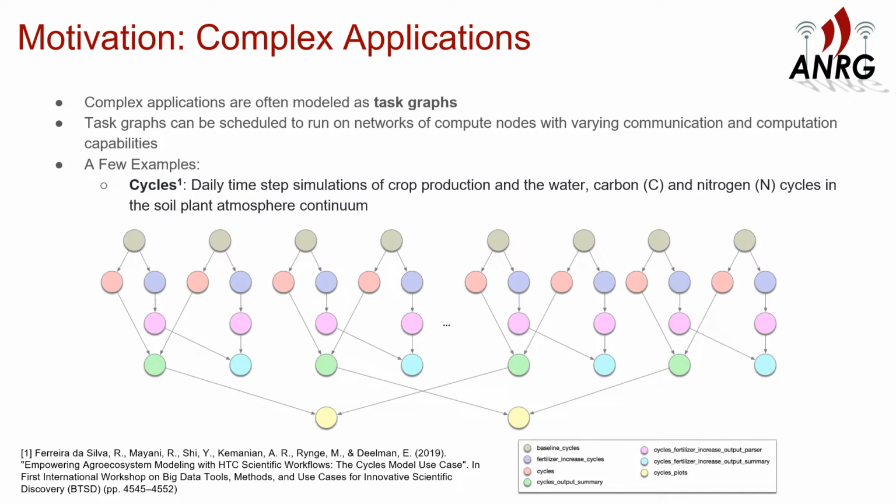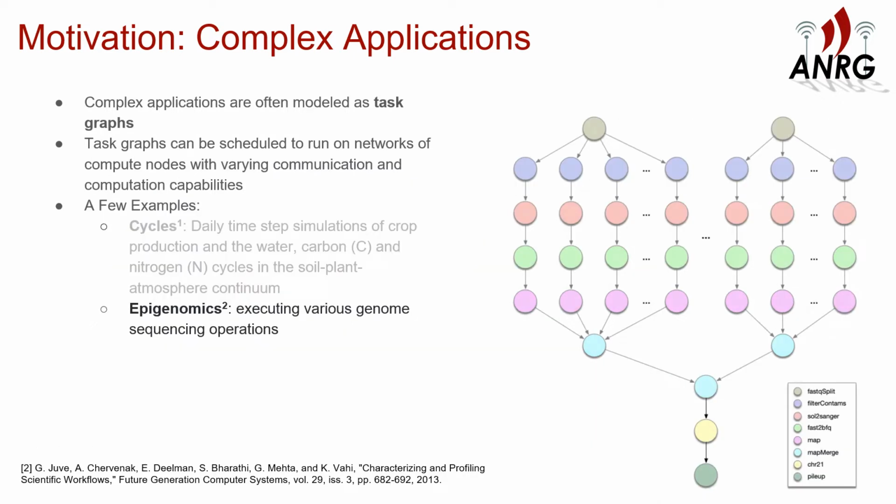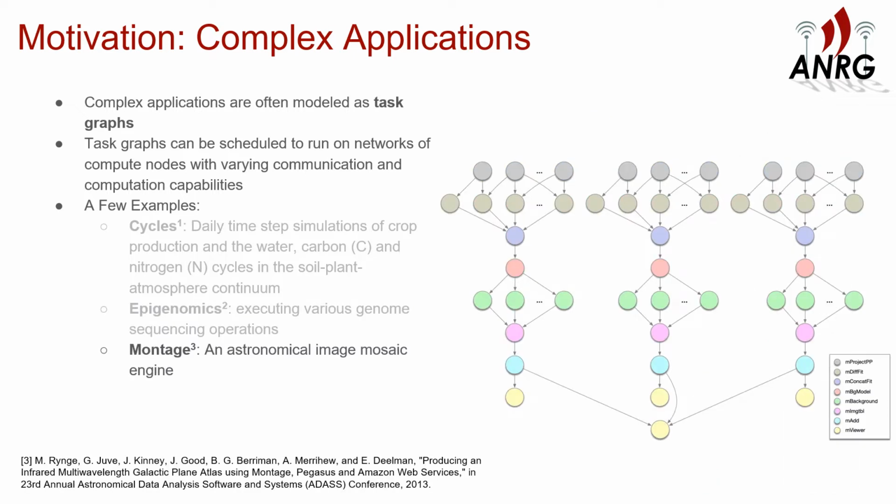of the task graph. A few examples of distributed applications that are modeled as task graphs include crop cycle computations. That's the example that's in the figure here. Applications in genomics, like this example pictured here, which is executing various genome sequencing operations. In image processing, Montage is a distributed application for creating mosaics from astronomical images. So this is another example of a complex application that's modeled as a task graph.